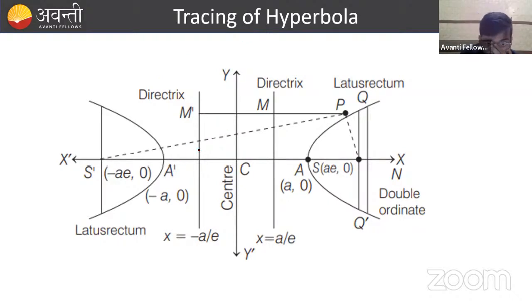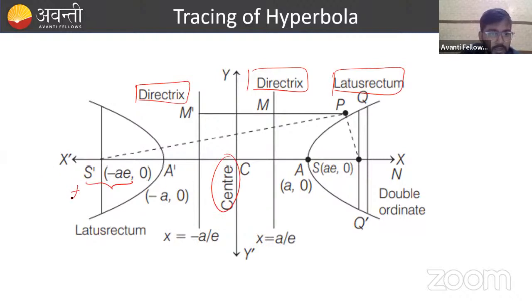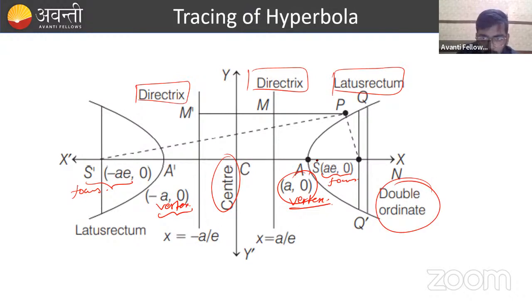Now these are some terms which we have to understand. First is our directrix, then latus rectum, then center. This is the focus, vertex, vertex, double ordinate.